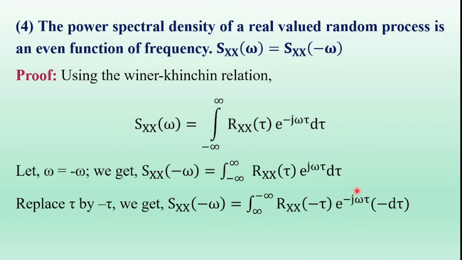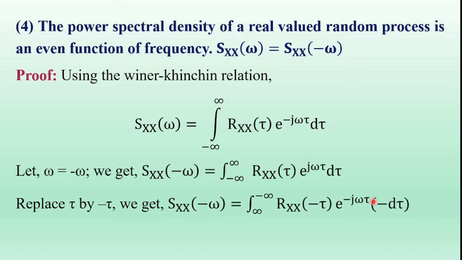Now replace tau by minus tau. In the above expression, tau is replaced by minus tau. We get Sxx of minus omega is equal to... Now what are the ranges of tau? Tau ranges from minus infinity to plus infinity. So when you substitute tau is equal to minus tau, the ranges of tau are plus infinity to minus infinity. So that is integral plus infinity to minus infinity Rxx of minus tau e power minus j omega tau d tau. Substitute tau is equal to minus tau, d tau is equal to minus d tau.